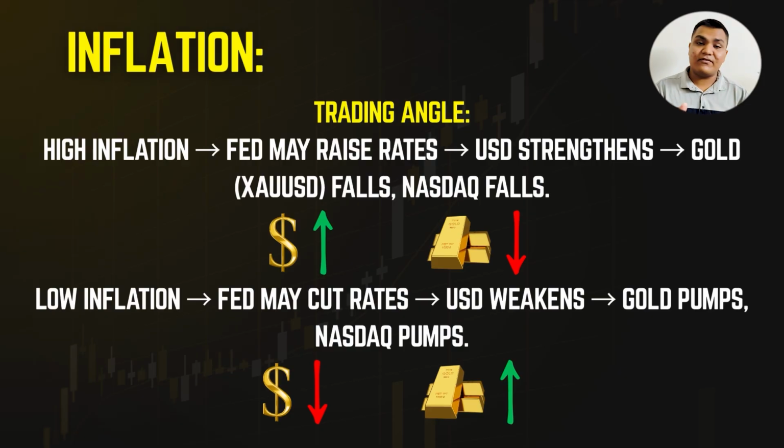So if inflation is high, gold is going to drop, not a full drop, but it may take pullbacks and a drop can happen. But what if inflation is low, which means data like CPI and PPI show that US inflation is low? Then gold, Nasdaq and all these things are going to pump, or we can say we can get some bullish momentum, because USD may show some weakness.